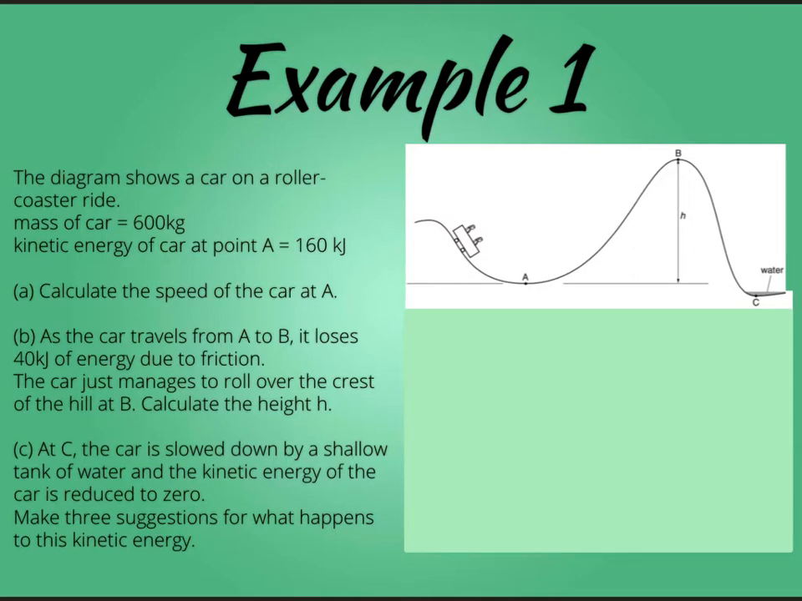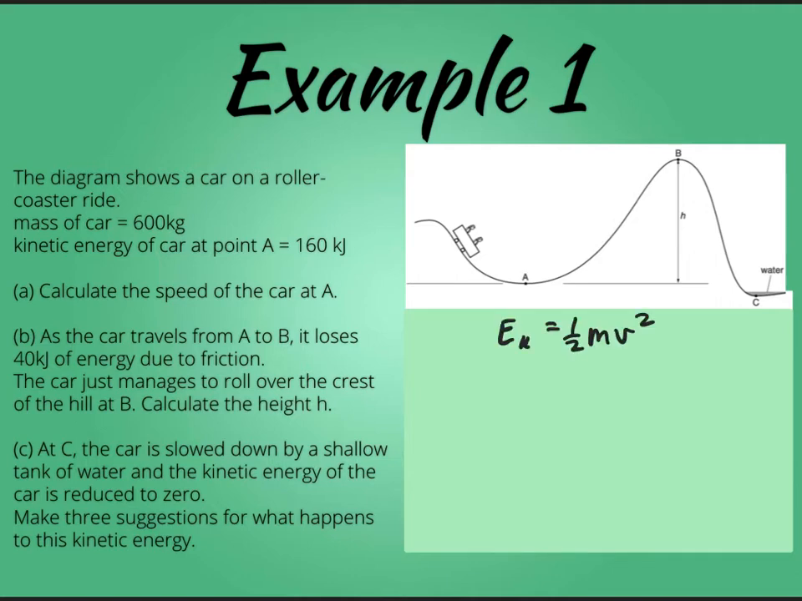Okay, in the first example, we've got a roller coaster cart here, and you can see it must be somewhere throughout the ride. It already has kinetic energy by the time it reaches A. And you can see here that it tells us we have 160 kilojoules. Remember, that means 1,000 joules. And if we already know how much kinetic energy it has, the first part says let's calculate the speed.